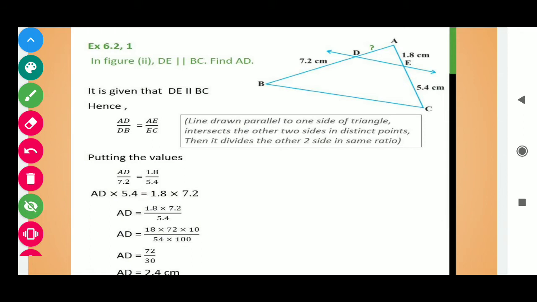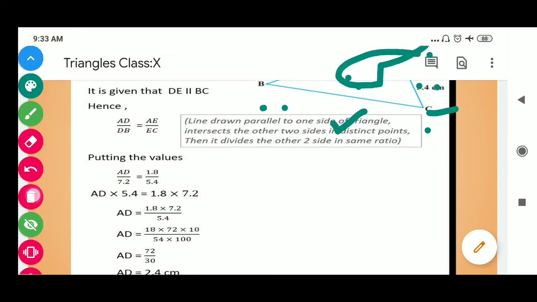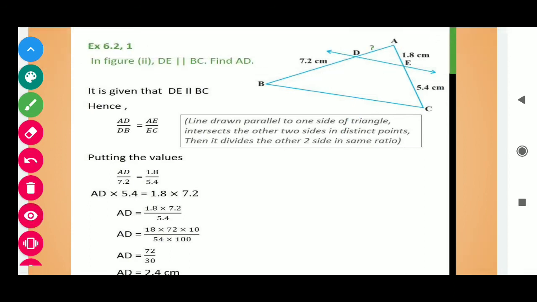In the given figure, DE is parallel to BC. You can see here DE is a line that is parallel to one side of the triangle. And here dimensions are given. DB is 7.2, AE is 1.8 and EC is 5.4 centimeter. We need to calculate the AD. So students, for the same, we use here the result.